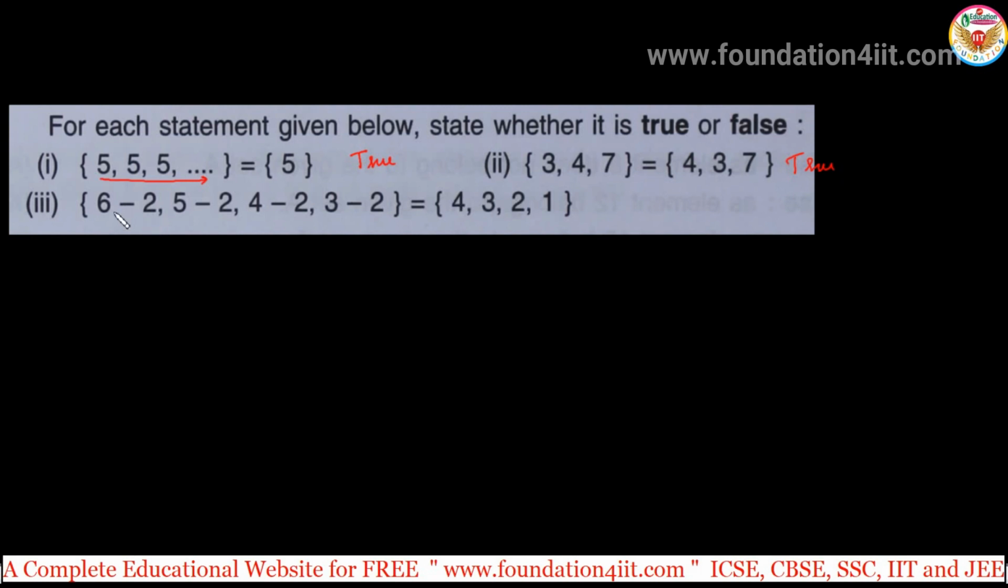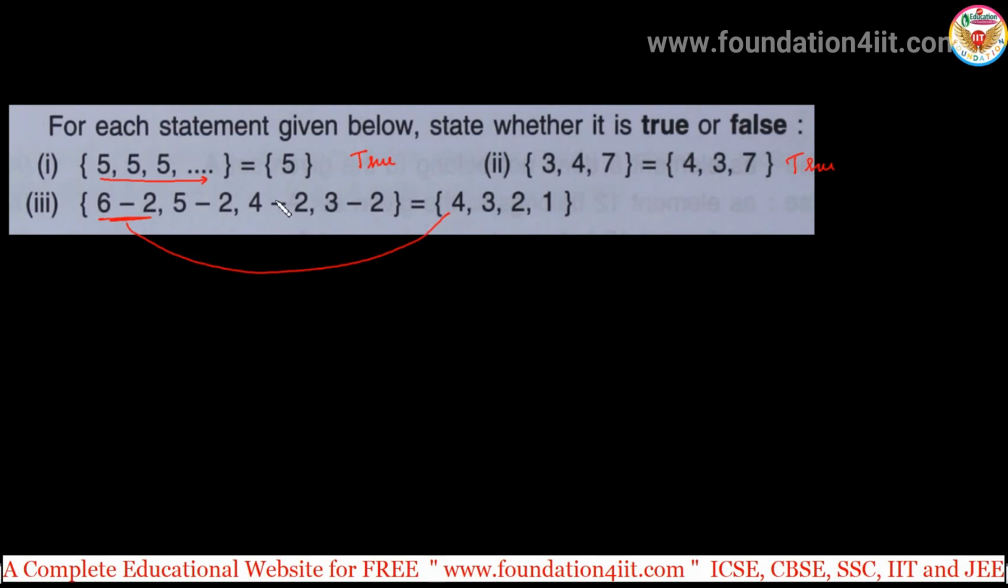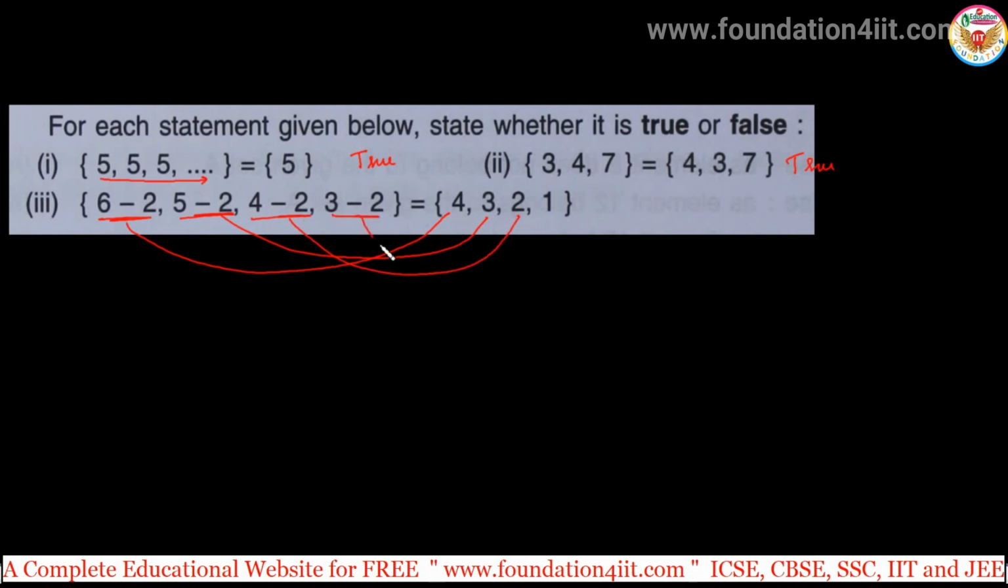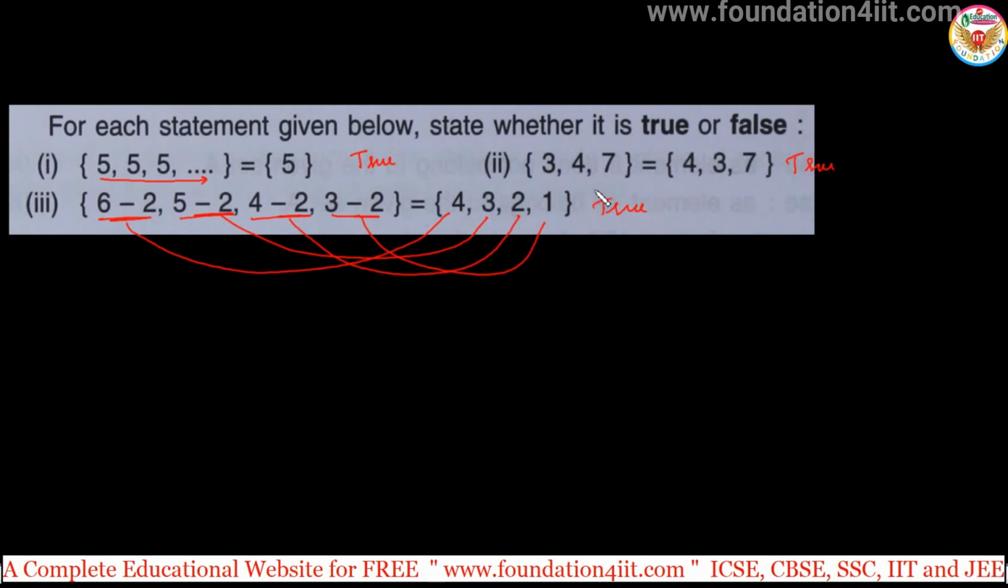Next, 6 minus 2, 5 minus 2, 4 minus 2, 3 minus 2. Value: 6 minus 2 is exactly equal to 4, and 5 minus 2 is 3, 4 minus 2 is 2, and 3 minus 2 is exactly equal to 1. So it's true. Even though calculations are given instead, after simplifying we get the same set, right? So it's true. Okay, these are the basic properties of sets, the two main important properties. Now let us see the types of sets.